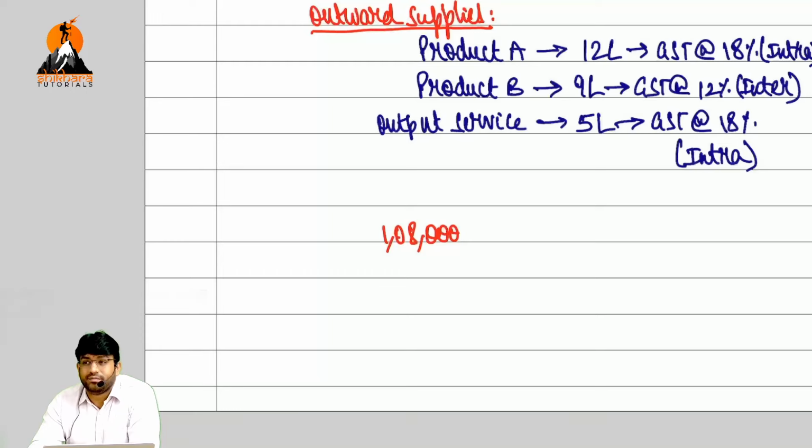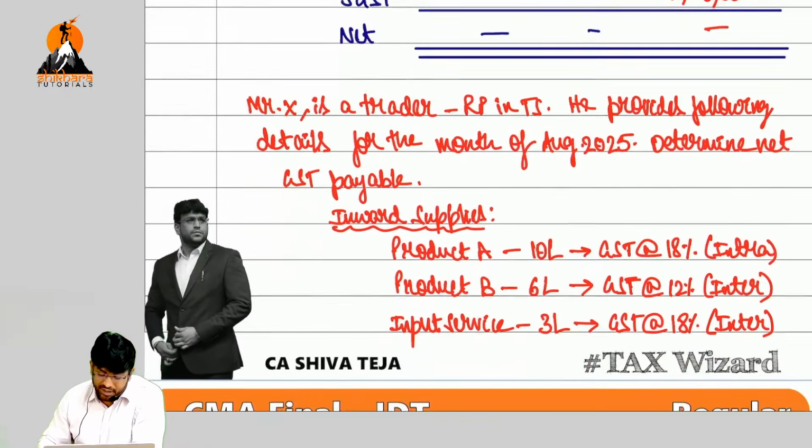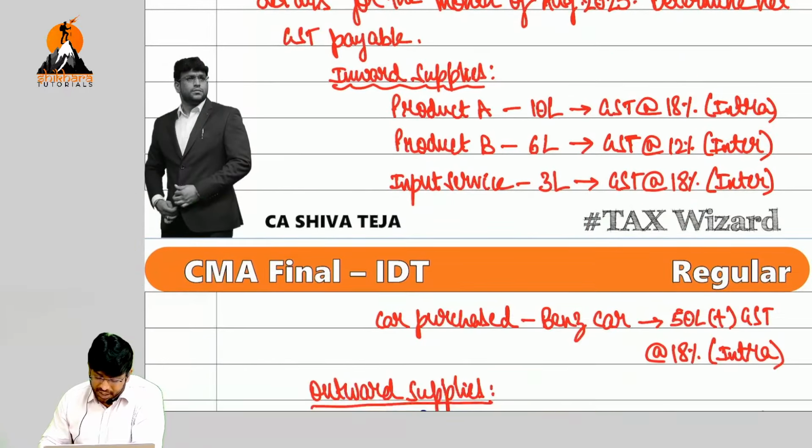Sir X? I never told that, no. I clearly told, is a trader in product A, product B.